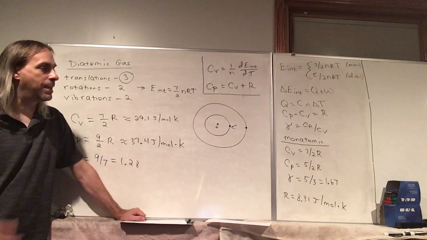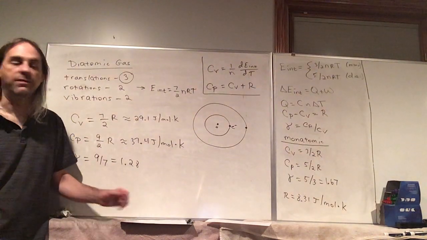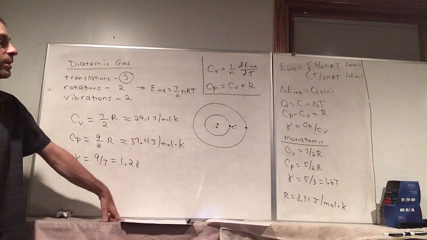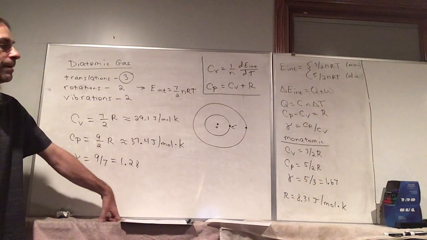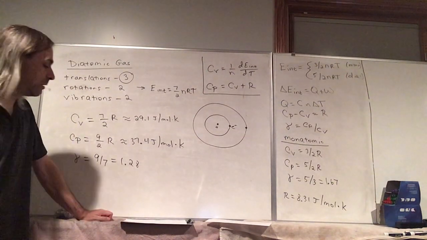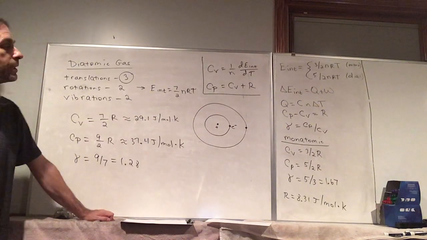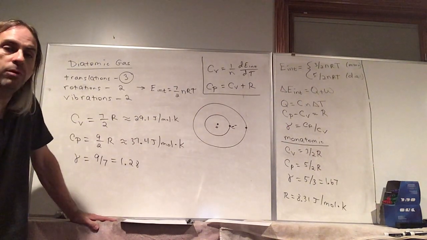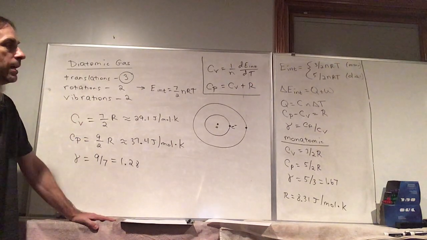And more complicated molecules would have more degrees of freedom. We're not going to get too involved with that. We're just going to focus on monatomic and diatomic molecules. Or I guess monatomic, just atoms, and diatomic molecules. All right, so that will be it for this video.